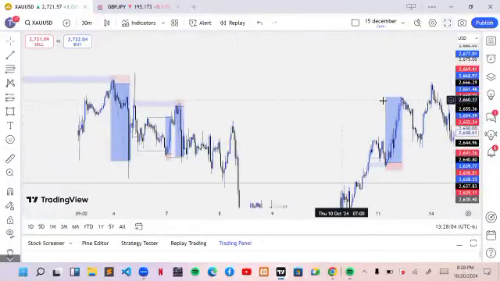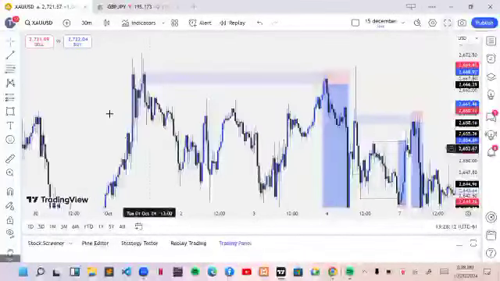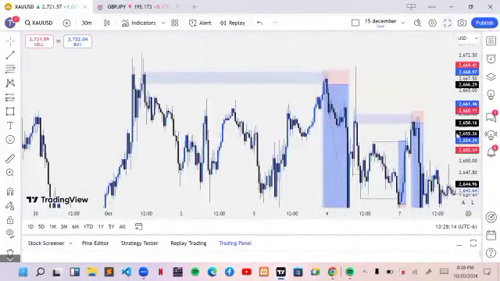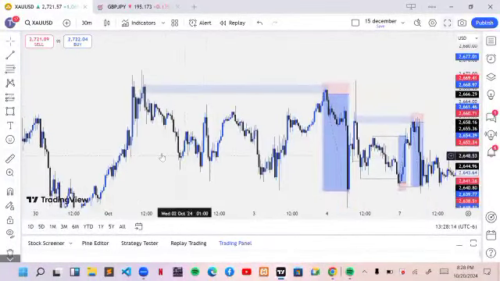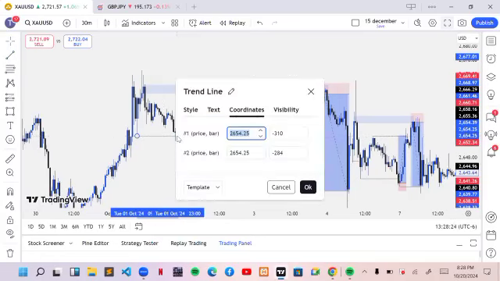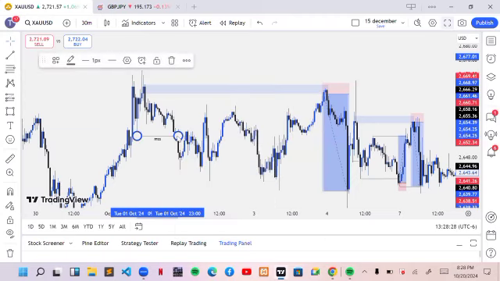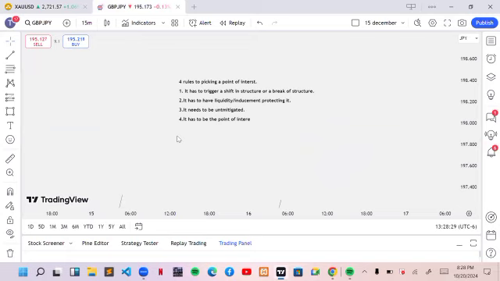So you have to make sure that your point of interest triggers a shift in market structure or a break of structure. So for this particular trade that I took here, you have to notice that there was a shift in market structure right here. For each rule that I call out, I'm going to demarcate it here on the chart. So there was a shift in market structure right here. MSS. And the second rule says it has to have liquidity or inducement protecting it.